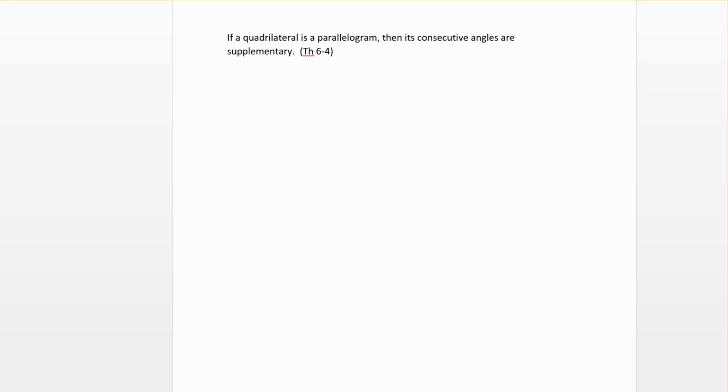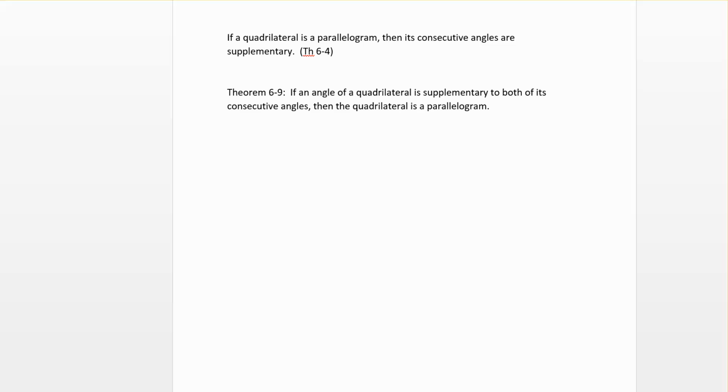Okay, back to 6.2 now. If a quadrilateral is a parallelogram, then its consecutive angles are supplementary. So in section 6.2, we knew we had a parallelogram. We then concluded its consecutive angles were supplementary. In 6.3 now, we have a figure. Its consecutive angles are supplementary. Therefore, it must be a parallelogram. And that is theorem 6.9. And 6.9 reads this way. We have to tweak it a little bit. If an angle of a quadrilateral is supplementary to both of its consecutive angles, then the quadrilateral is a parallelogram.